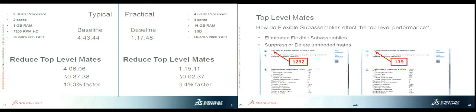It measures out over here in our typical and practical at 13% faster just by reducing those top-level mates and setting those flexible subassemblies to rigid until we actually need to use them and run them through a range of motion. All right? And then 3.4% on your practical, that's not anything to sneeze at. It's faster. And if all you have to do is flip that one switch to get it, might as well.